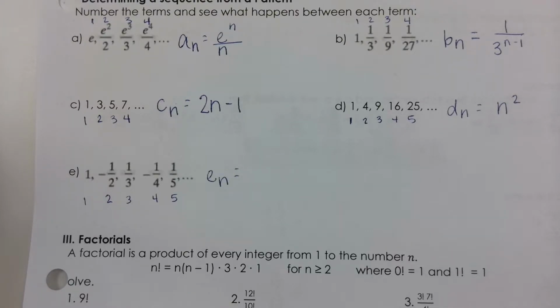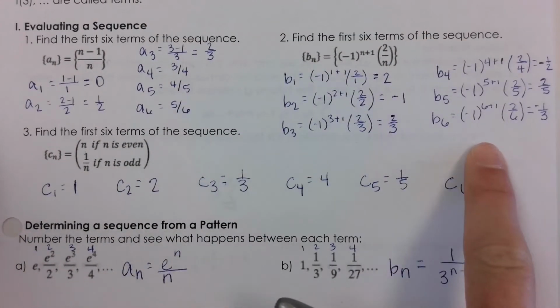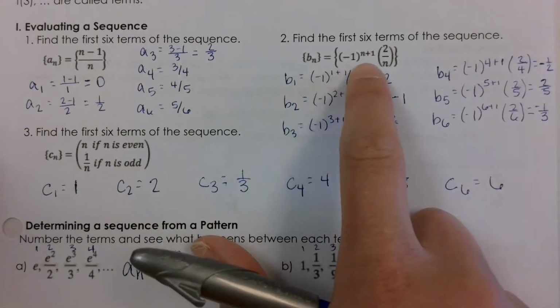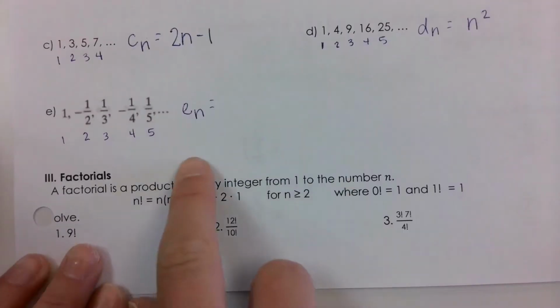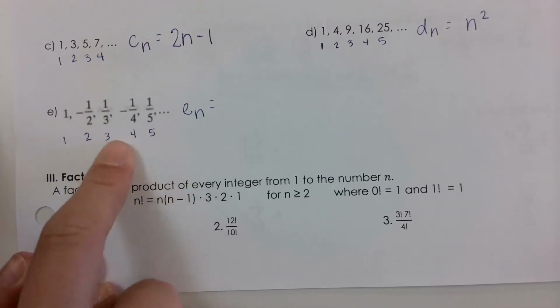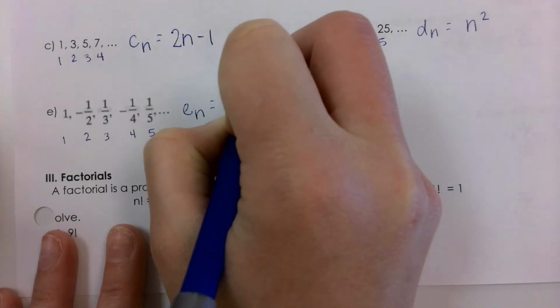Alright, so for E, what do you notice is flip-flopping each time? The negative. So we had one that did that before, right? So up here, we flip-flop between negatives as well. So we're going to use that chunk again. So you got that -1 to the n plus 1. And that's going to work because we were positive, negative, positive, negative. So that's going to get us what we need there. So -1 to the n plus 1.